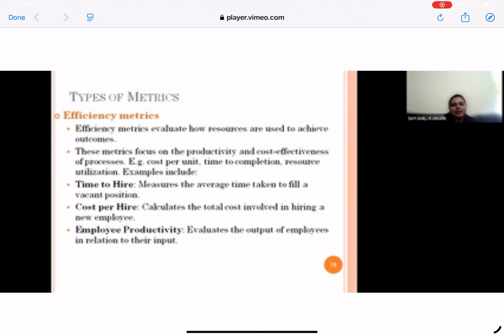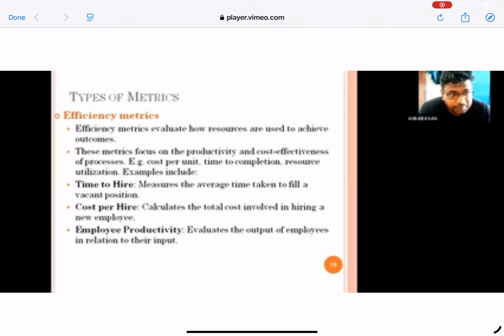Suppose in one organization, time to hire is 40. Is it good or bad? It depends on which position. On which level? Suppose the level is defined as entry level position, an entry level engineering position. 40 days. Is it good or bad?